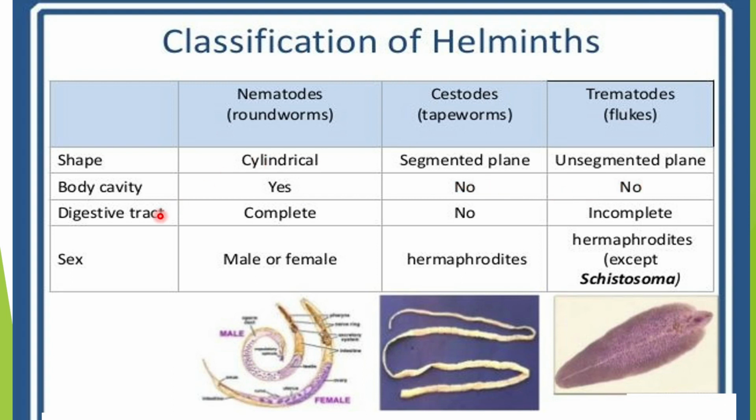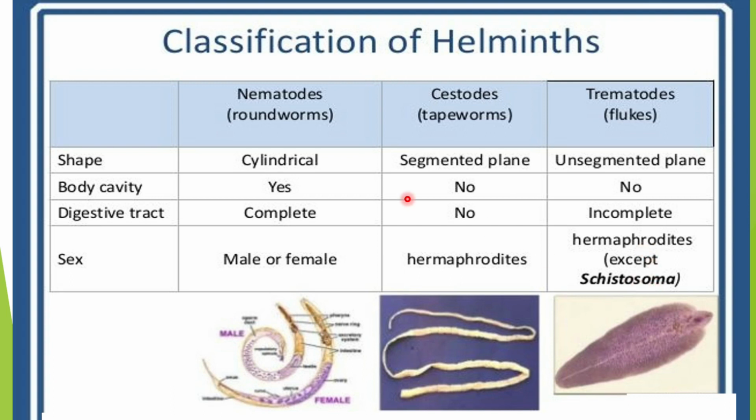Coming to the digestive tract or alimentary tract, in nematodes it is complete, in cestodes there is no digestive tract, and in trematodes it is incomplete. Coming to the sex, separate male and female sexes are seen in nematodes. But in cestodes and trematodes, both sexes are in one organism; they are hermaphrodites. Trematodes are also hermaphrodites except Schistosoma.